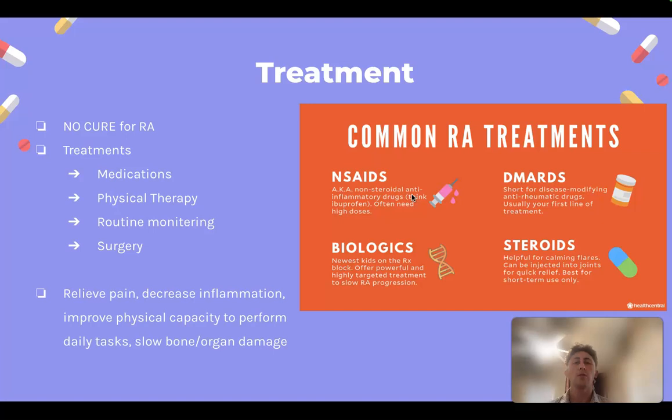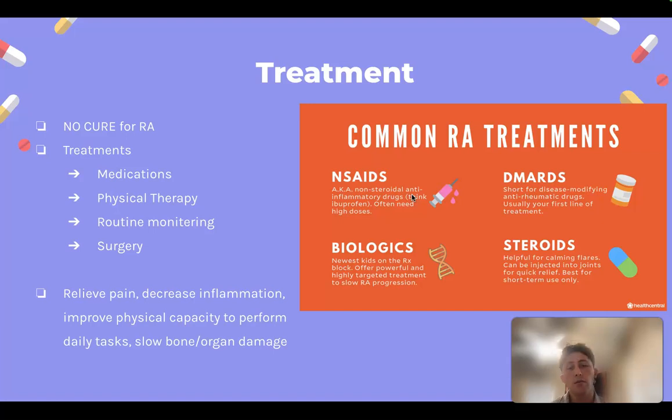So there are major treatments for rheumatoid arthritis. There's no cure for RA, but these various treatments help limit the progression of the disease, and they also help treat the pain and discomfort that can come along with this disease. The major one is various medications. So NSAIDs are non-steroidal anti-inflammatory drugs. Those are your over-the-counter, typically ibuprofens, which can be taken at high doses. That helps treat the inflammation and the pain.